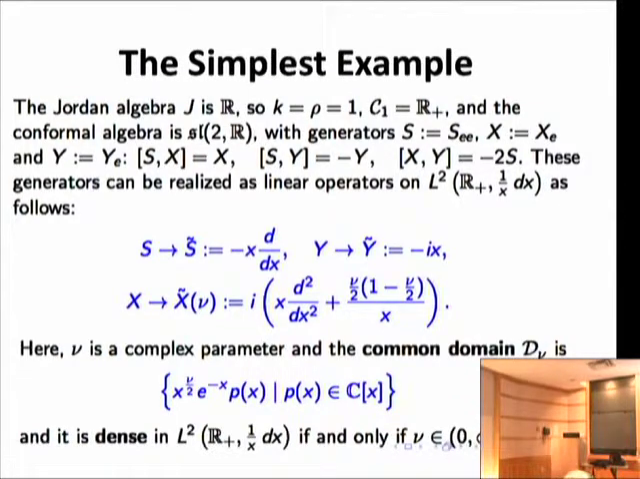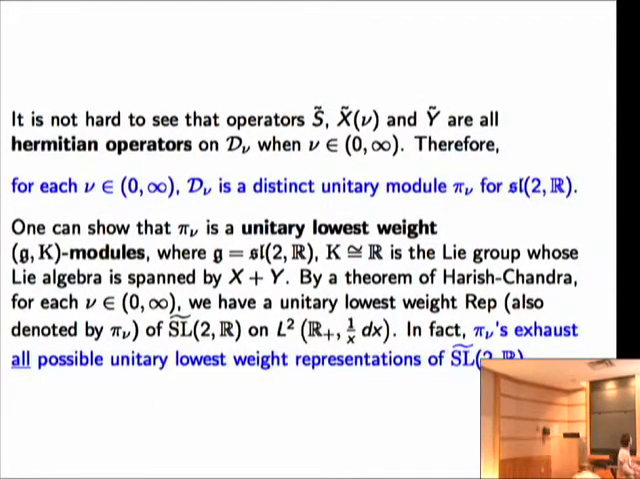Okay. So what can you do now that you have this algebraic structure? Oh, now next page I will have it. Yeah. Okay. Thank you. Here is basically the representation part. So let me quickly go through that. Then next page I will have it. Okay. So I say it's not hard to see that this operator is a Hermitian operator on this D nu, when nu is in 0 to infinity.